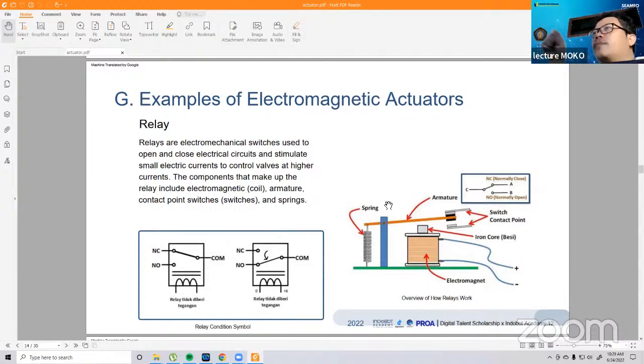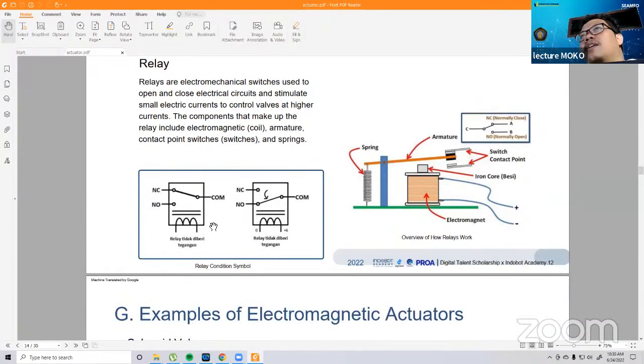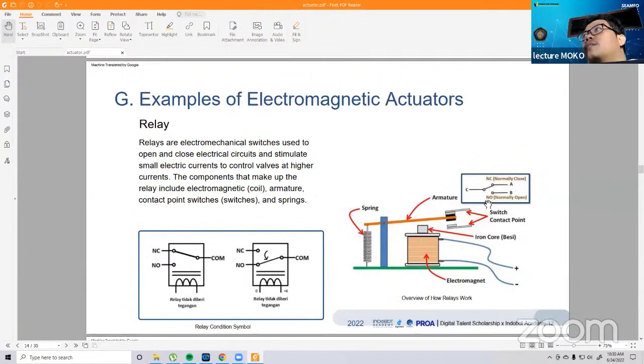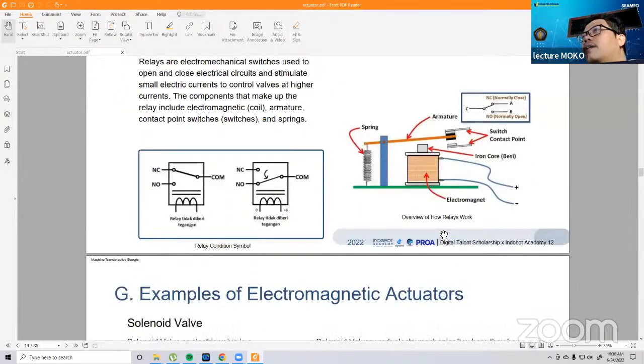So we can control this switch from a long distance. For example, now you are located in the Philippines. You can trigger this relay in our home, in our country, because we are using an IoT system. I hope you understand our explanation. So this is the simple mechanism of a relay.